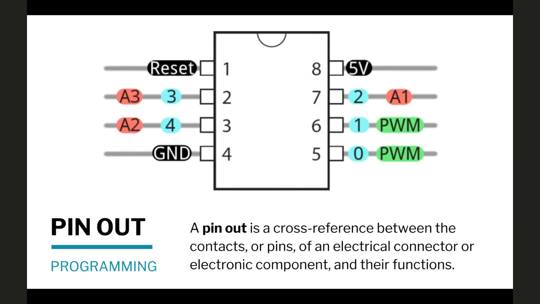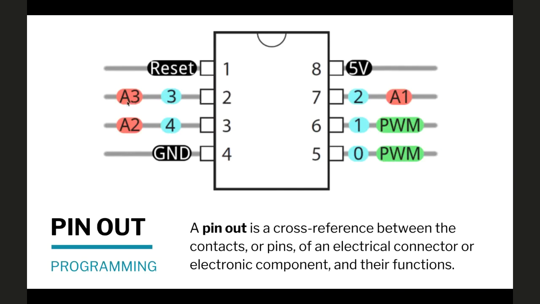So on the inside of the ATtiny, you have 1, 2, 3, 4, 5, 6, 7, 8. Those numbers reference the contacts, right? Those don't actually tell you the functionality. So just because it says 2 here, it doesn't mean that that is pin 2 on the Arduino. For that, we need to go outside of the diagram.